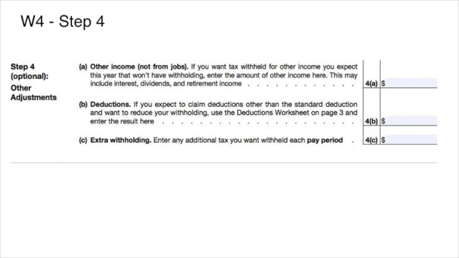So if there are numbers on any of these, that will be taken into consideration when we are calculating the federal tax.